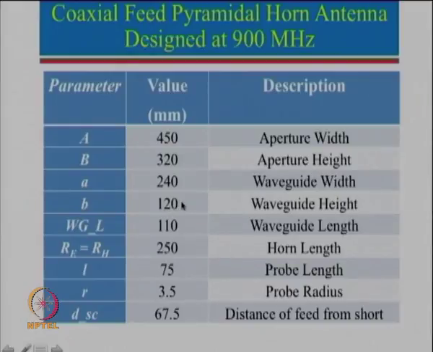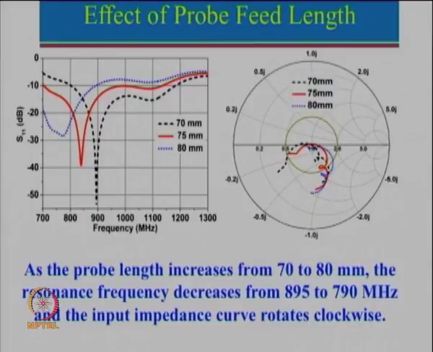This is the B value, and these are the aperture dimensions, capital A and capital B. We have been writing them as small a1 and b1, which is really capital A and B here. And this is the horn length, which is from the neck to the mouth, about 250 mm. So now let's see one by one what are the effects of the different parameters.